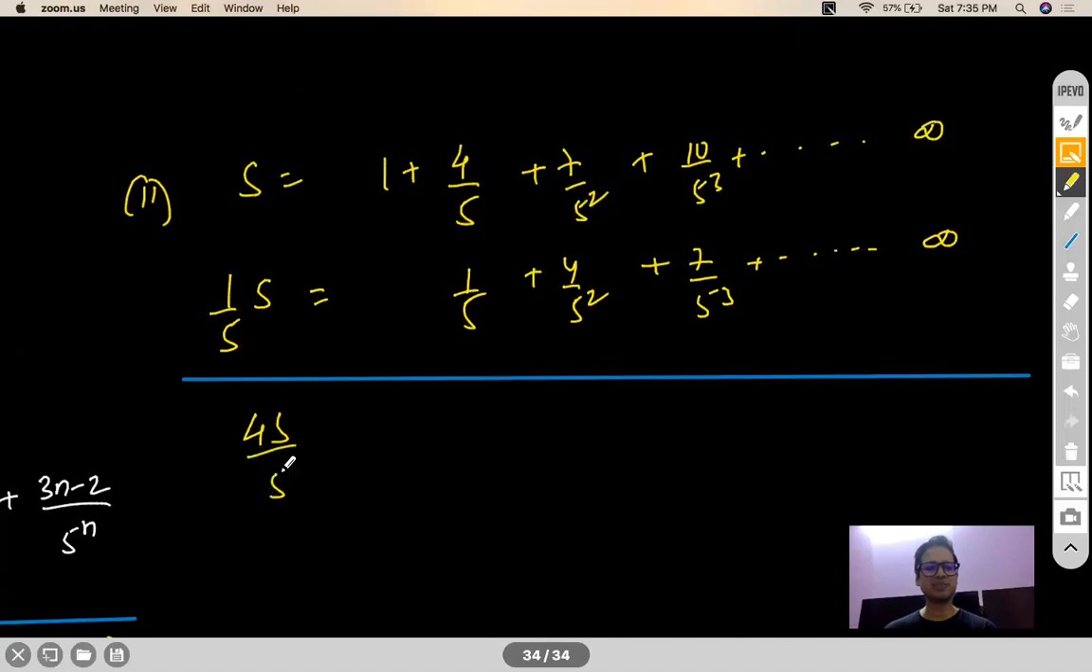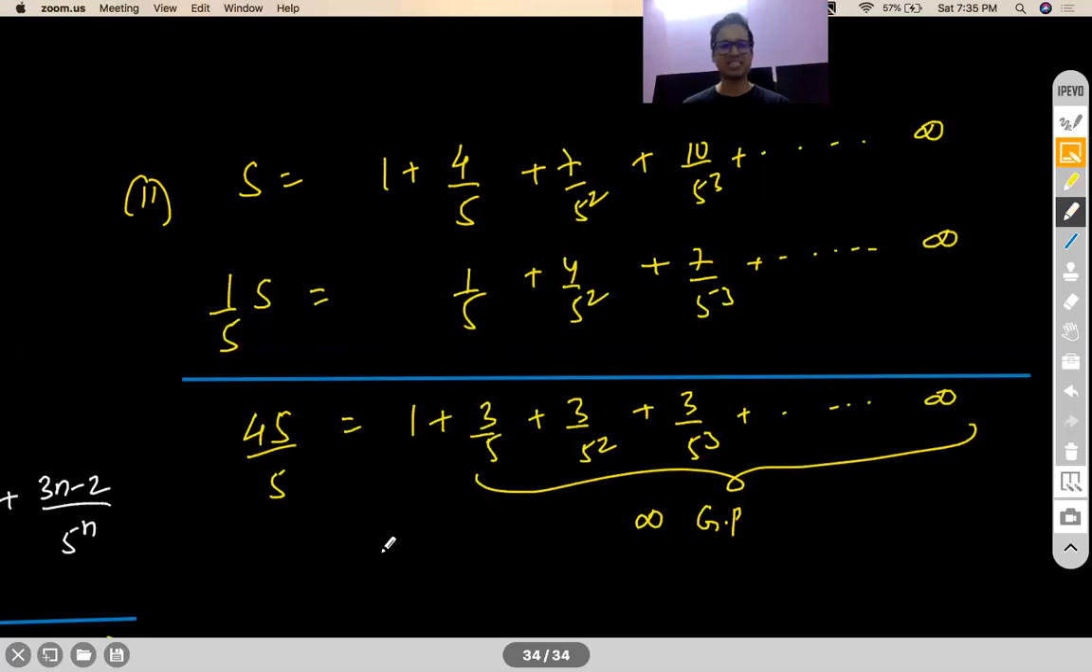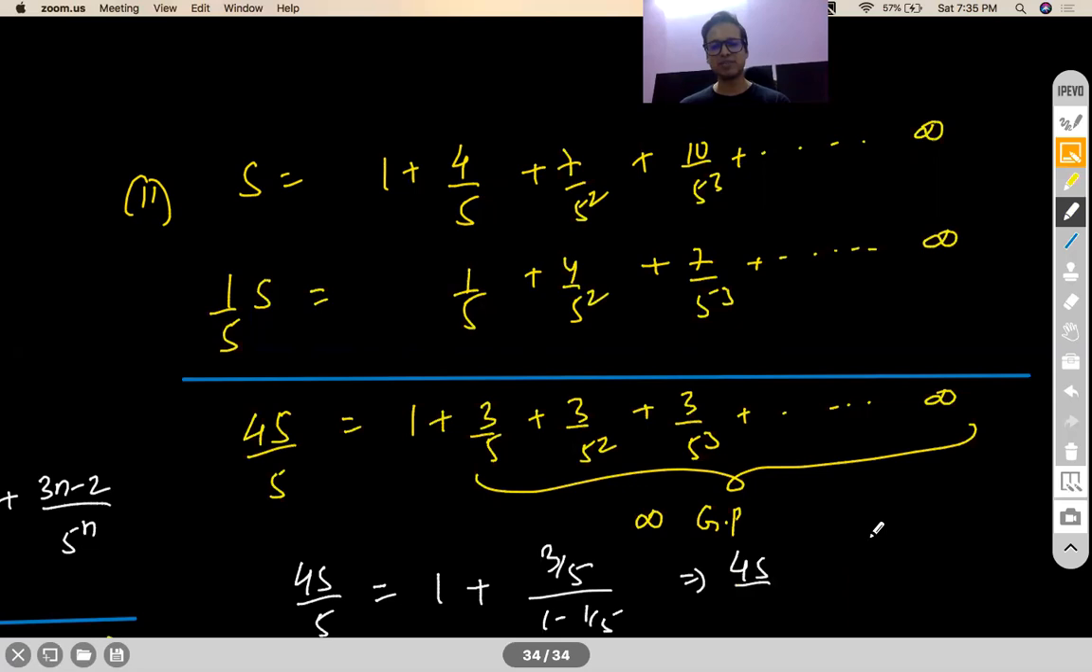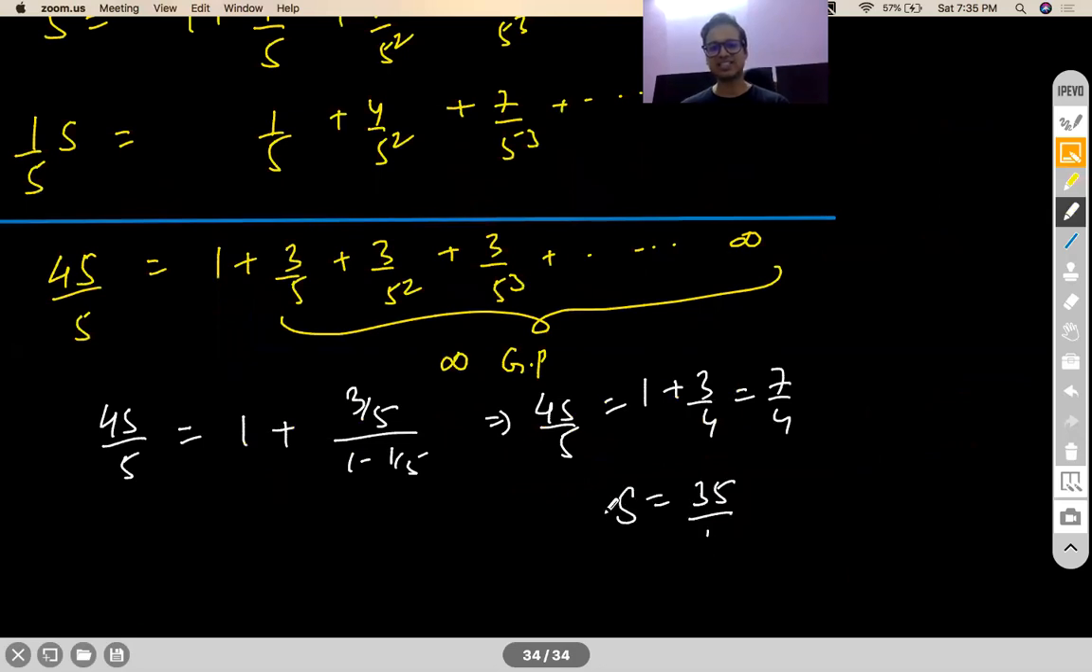So this will give you 4S by 5. This will give you 1, 3 by 5, 3 by 5 square, 3 by 5 cube up till infinity. Correct. This itself is an infinite GP. So that sum is very easy to find out. That is nothing but a by 1 minus the common ratio. That's nothing but 4S by 5 is 1 plus 3 by 4. That's nothing but 7 by 4. So this gives you S as 35 by 16. So this is going to be your answer. Is this fine?